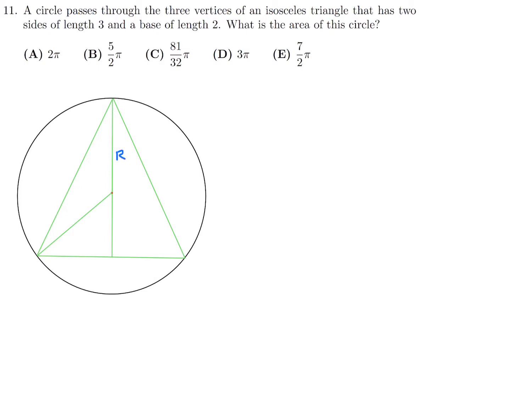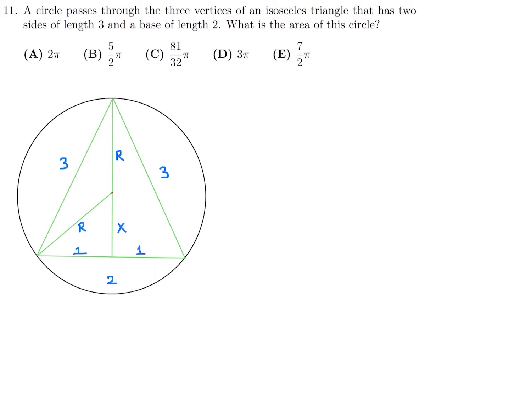This is the radius from here to here. Similarly, this is the radius. And this distance I don't know, so I will call that x. This distance is 3, this is 3, and this is 2. Now, since in an isosceles triangle the perpendicular will cut that in half, this is 1, and this is 1.